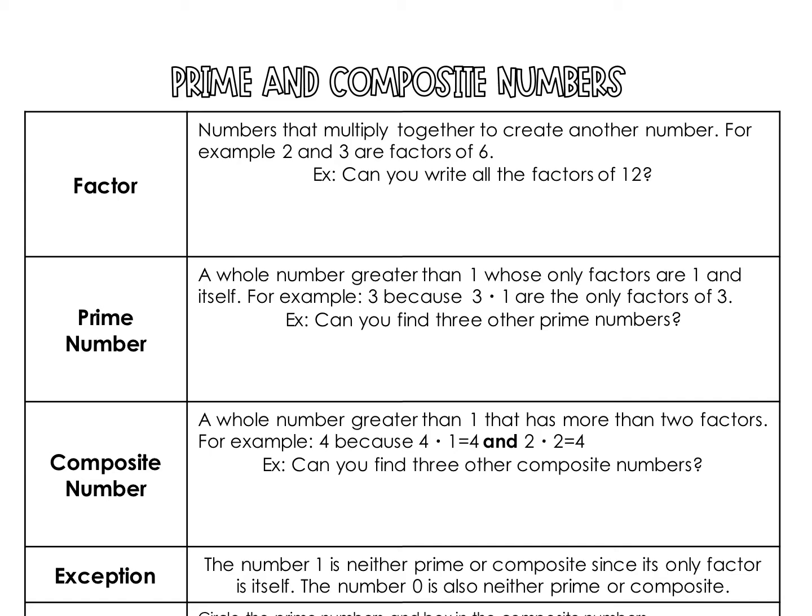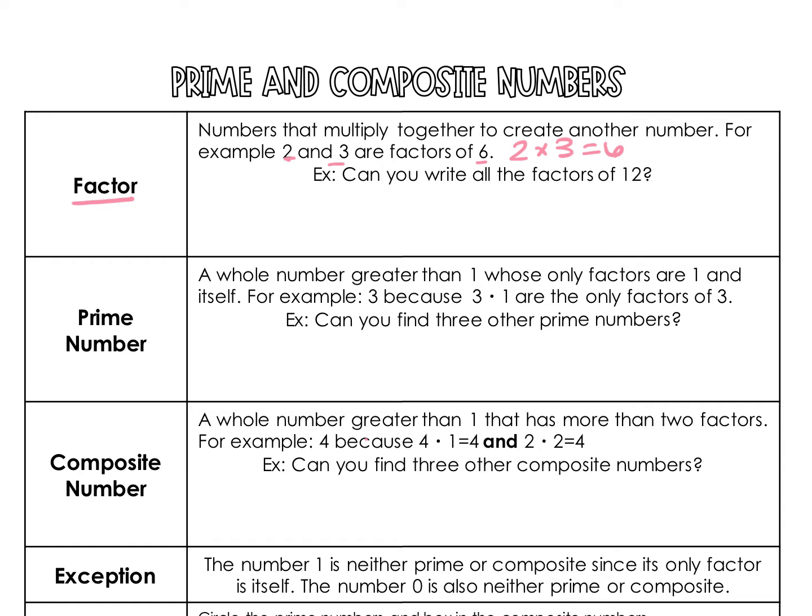This is a lesson on prime and composite numbers. First, we're going to go over some vocabulary. The word factor is a word that means numbers that multiply together to create another number. So for example, 2 and 3 are factors of 6 because 2 times 3 equals 6. So 2 and 3 are factors because you can multiply them together to get 6, which is the product.